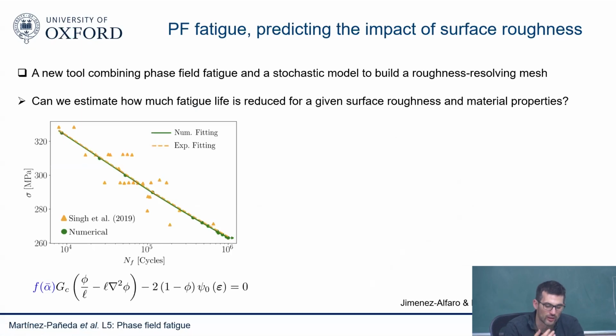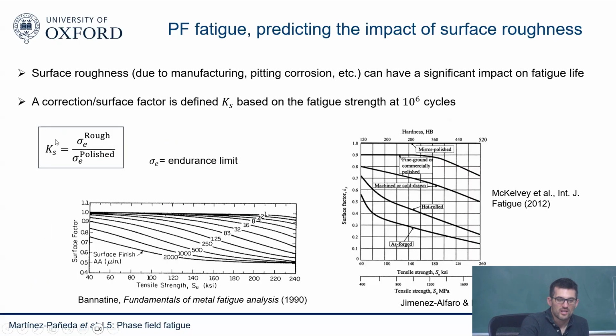Okay, so the idea is, can we use phase field to naturally predict this surface factor? Because the way people predict the surface factor is by running many experiments. So you run a lot of experiments on smooth samples, then you run experiments on, if you're interested in a particular manufacturing technique, imagine 3D printing, right? You 3D print your sample, you see a certain roughness, you do many experiments to get your surface correction factor, and then if you change your 3D printing parameters, you need to do again many experiments to predict your surface correction factor.